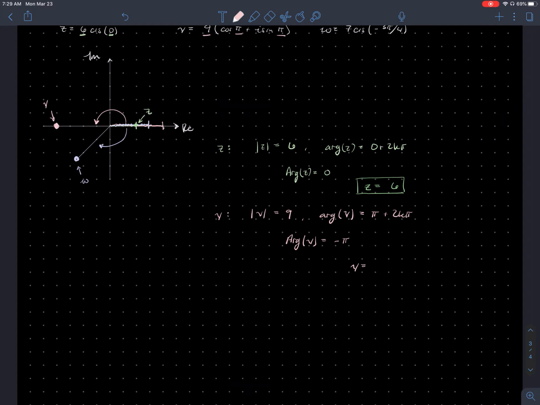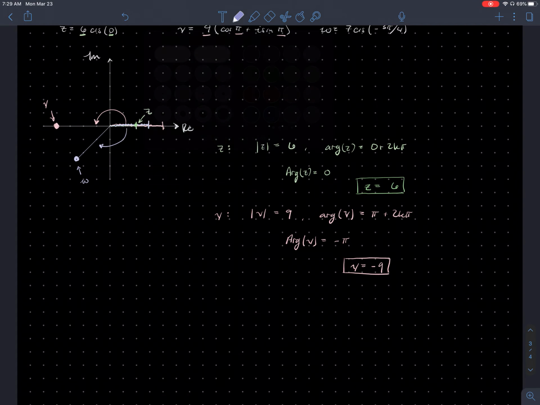with this, how many real components do we have? Well, we have negative 9 real components. We're going to the left by 9. And then we have 0 imaginary components, so we're going up or down by 0. That is that for that one.